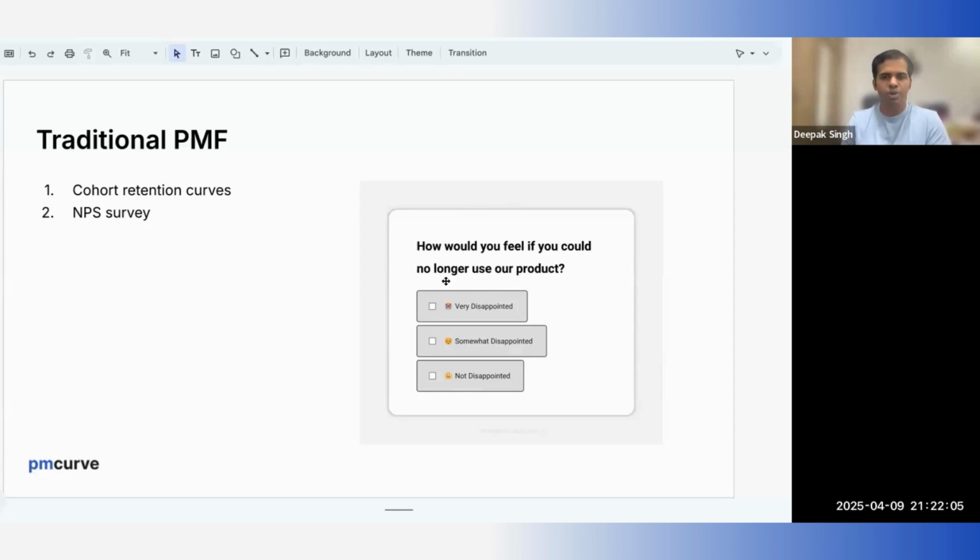And Rahul Vohra wrote a very beautiful blog around it. I think it's titled Superhuman's Journey to Product Market Fit, or Superhuman's Road to Product Market Fit. It's a beautiful blog. Definitely read it if you haven't. This is a blog post written around 2020, and it got very, very popular. But these are the things we were talking about when we were talking about PMF.